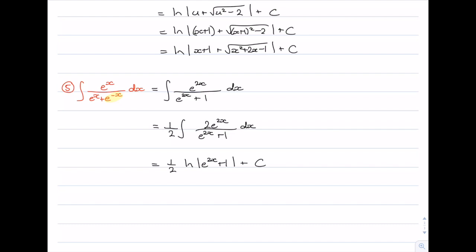Okay, so once again, the tip with these is to try multiplying the top and the bottom by either e to the x or e to the minus x. Okay, and that's the end of question 5 and the end of this video.